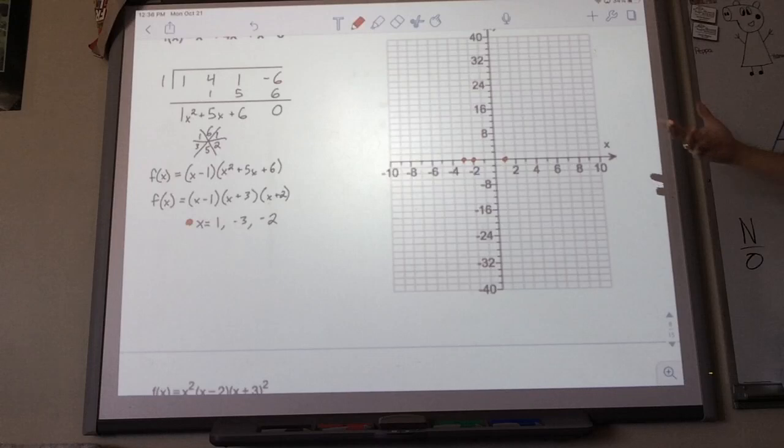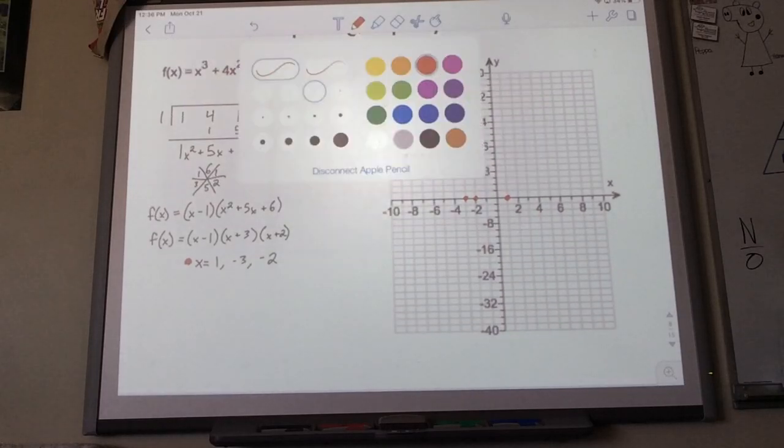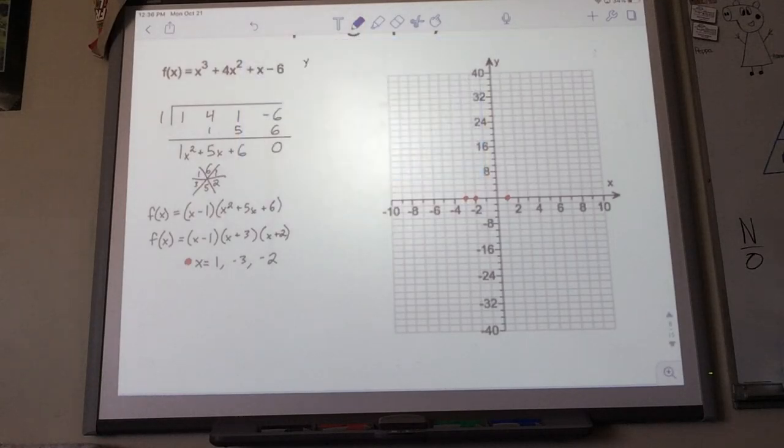Okay, the other thing that's helpful is finding your y-intercept. You can find your y-intercept pretty easily because you just plug in a 0 for your x. So up here I'm going to find my y-intercept. Plugging 0 in for x, that's 0, 0, 0. So y-intercept is negative 6. So 0, negative 6. So we can also put that in right here. Okay, so we have all those points.